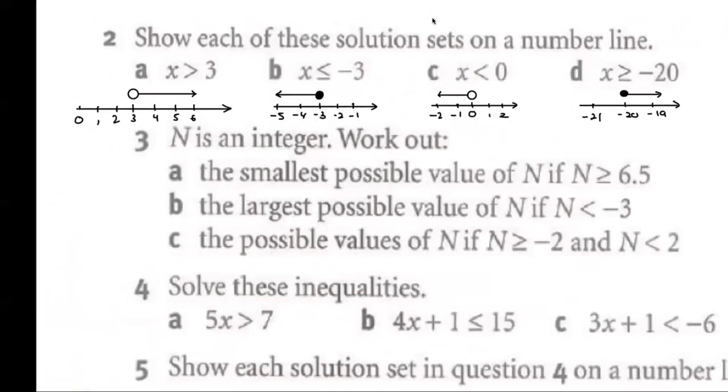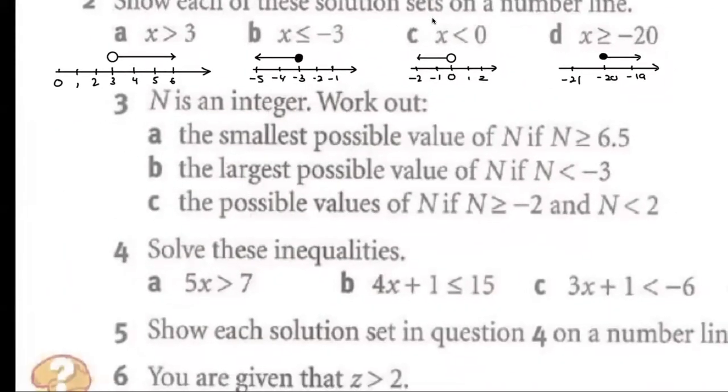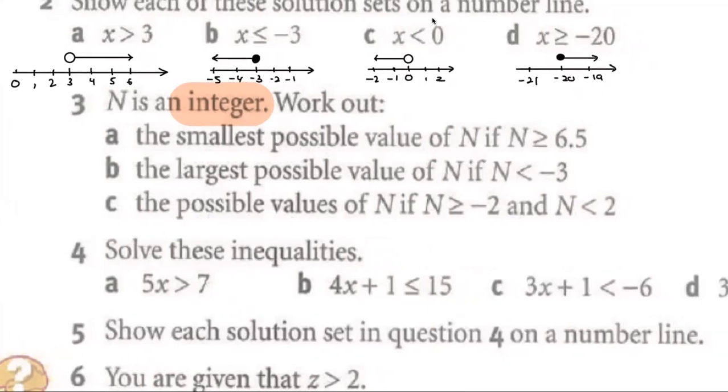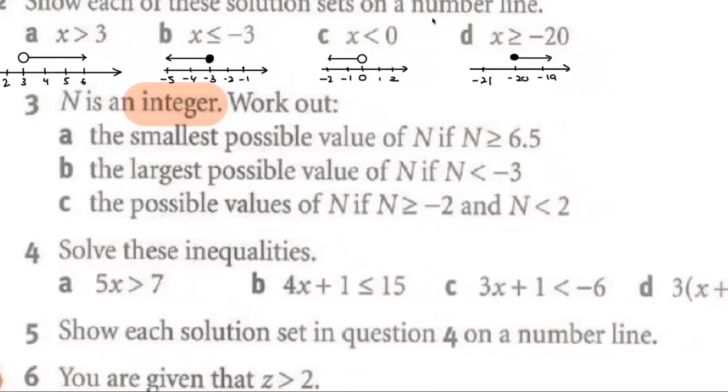N is an integer. Integer represents a number that can be positive or negative, but must be a whole number. The smallest possible value of n is more than or equals to 6.5. So the smallest would be 6.5, and 6.5 is included because it is equal to 6.5 as well. The larger numbers would be 6.6, 6.7, so those are not the smallest possible number.